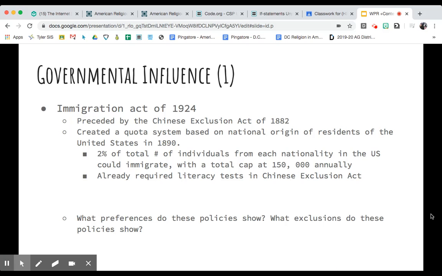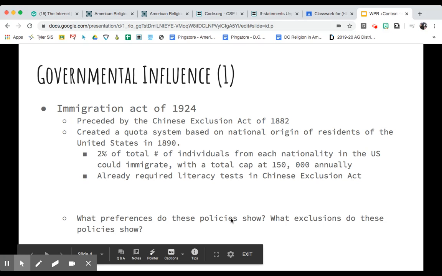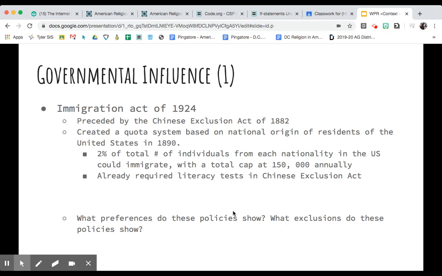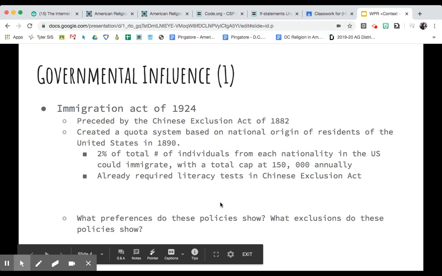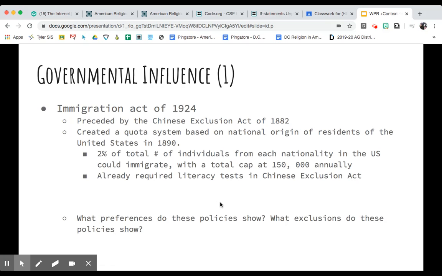So I'd like for you to consider what preferences these policies showed. Because if you think about them and look a little bit deeper, you can think about which populations of people laws like this favor. Who is the government trying to let immigrate? And then who is being excluded? And you can think about specifically minority populations that we've talked about up until this point, like Catholics and Jews. And you can also think about minority populations of people from India, Cambodia, Japan, China, Vietnam, all parts of Asia, and kind of look at how European immigration is being favored over Asian immigration, or Central and Eastern European immigration.